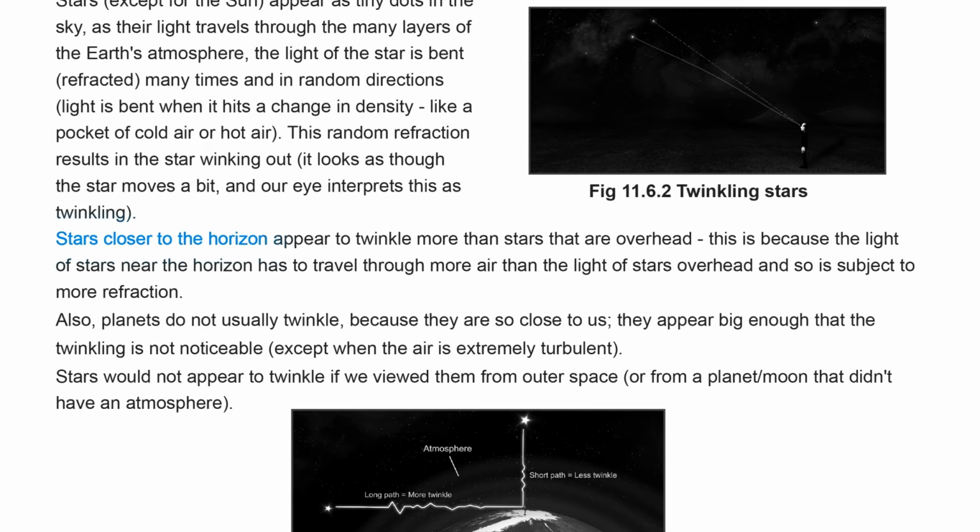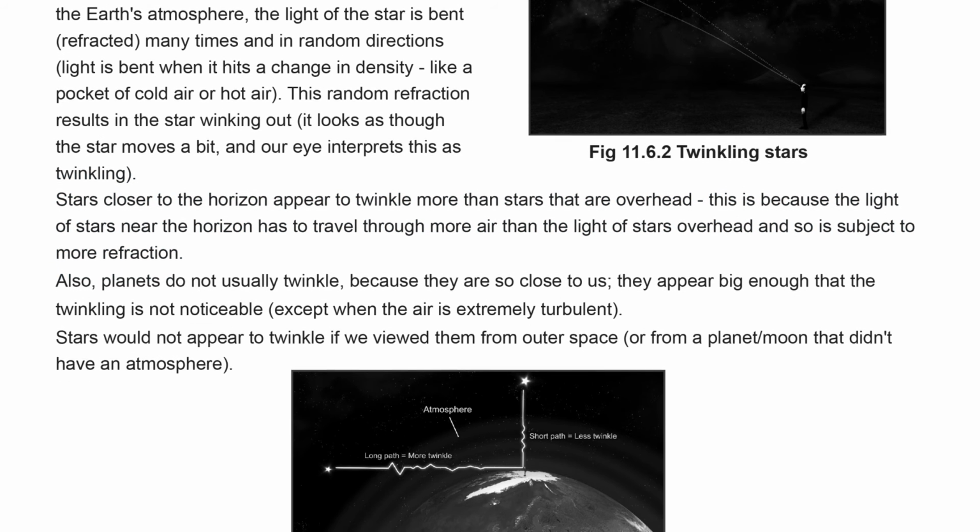Stars closer to the horizon appear to twinkle more than stars that are overhead. This is because the light of stars near the horizon has to travel through more air than the light of stars overhead, and so is subject to more refraction.